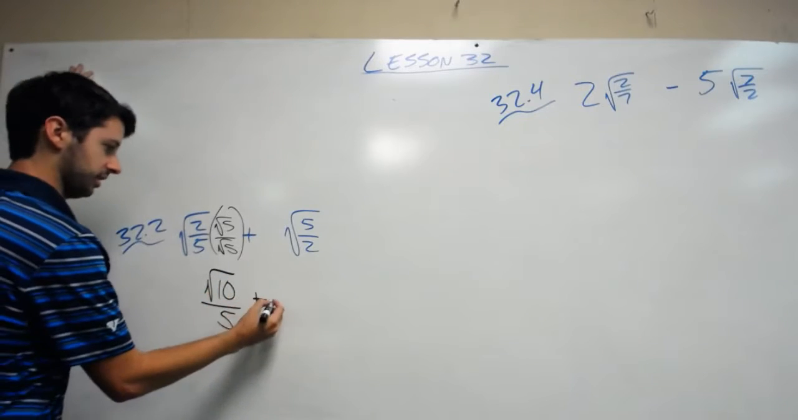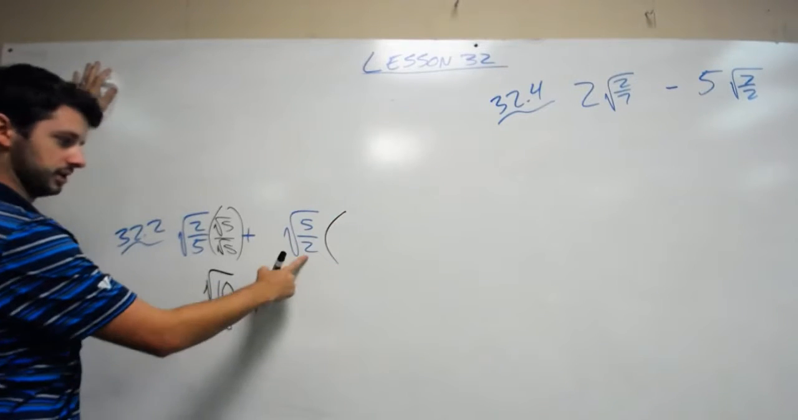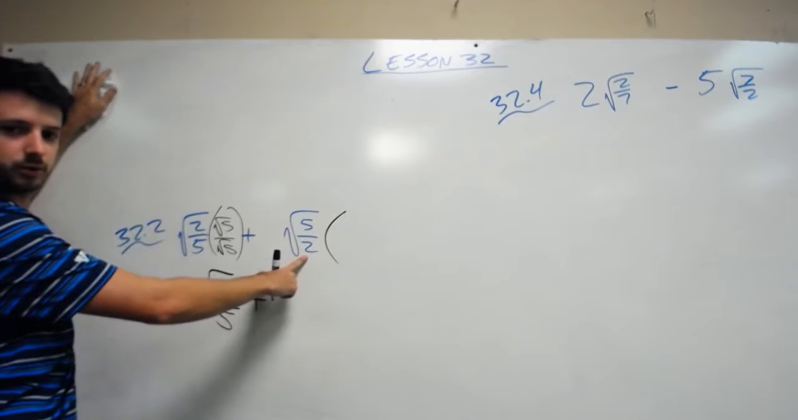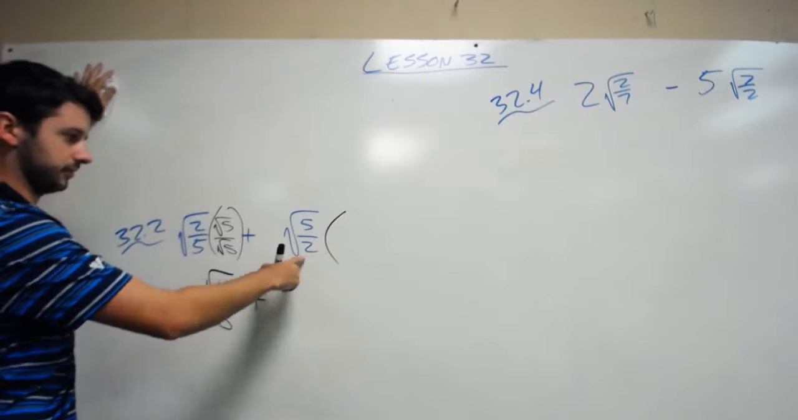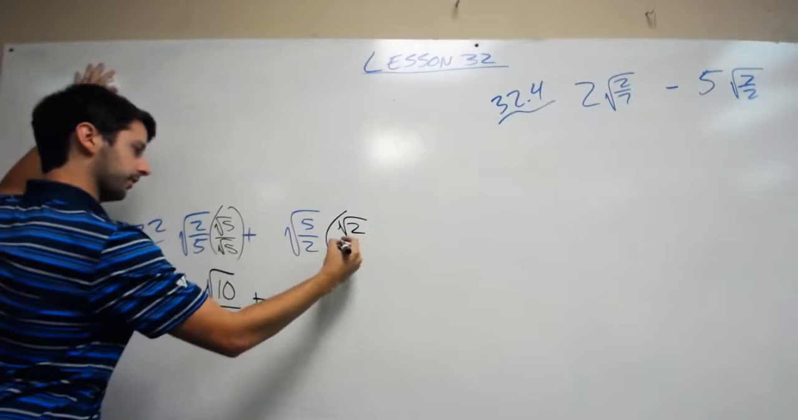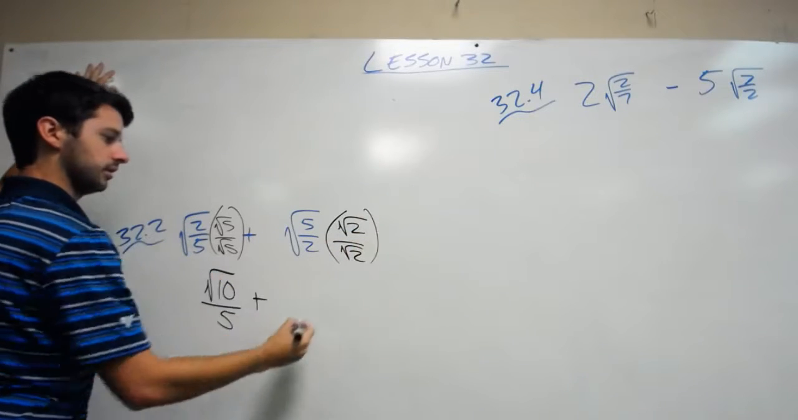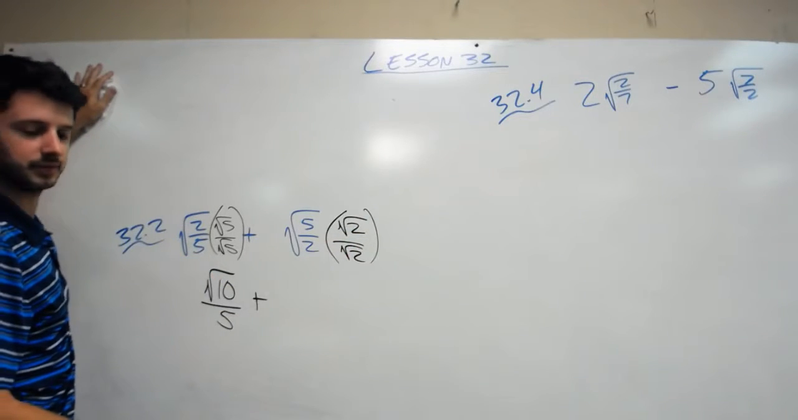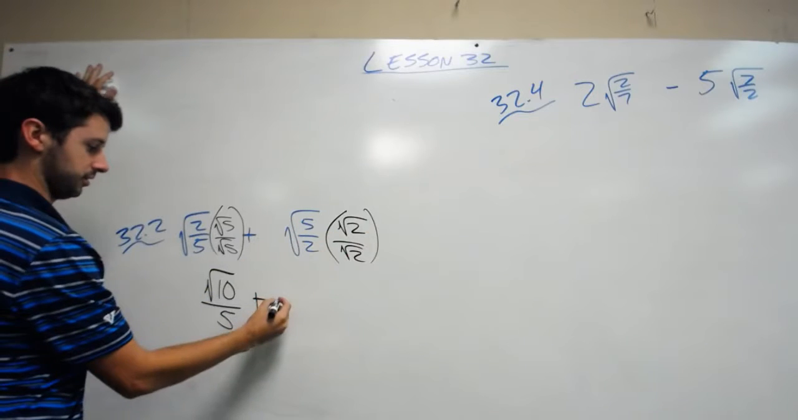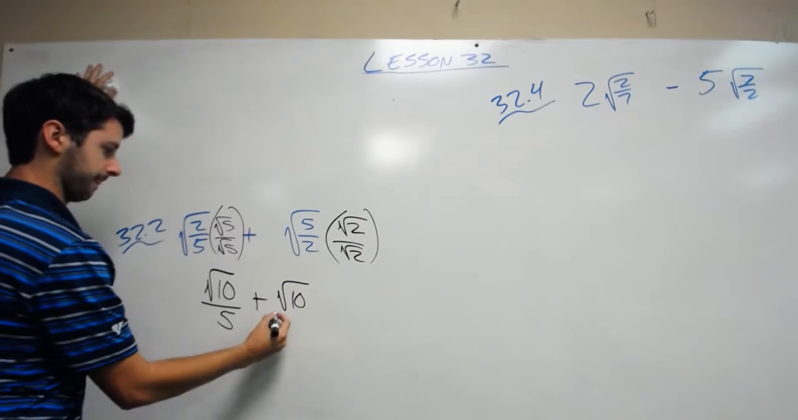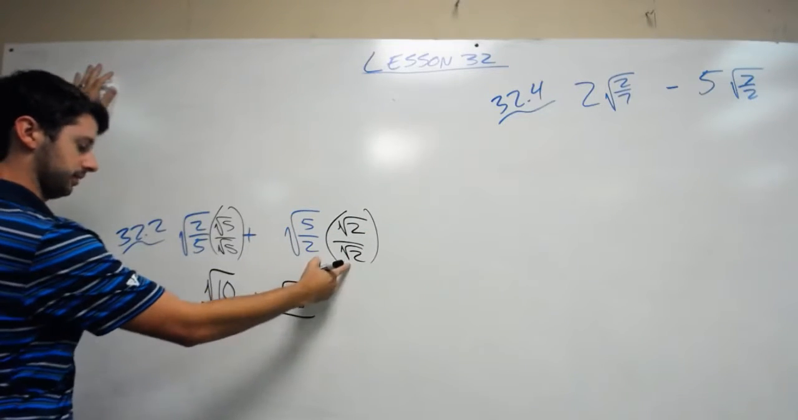Then we do the same thing here. Now what's in the denominator? It's a square root of 2, or radical 2. So multiply by radical 2 over radical 2. Square root of 5 times square root of 2, radical 10 over 2.